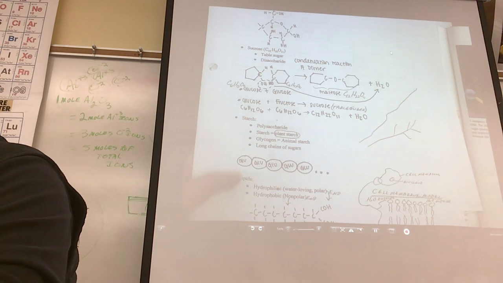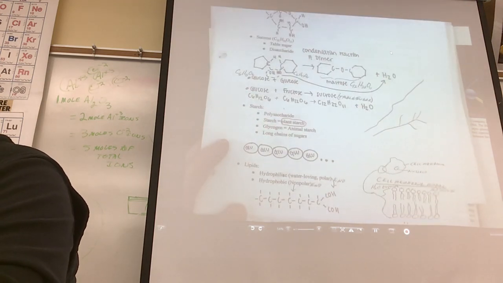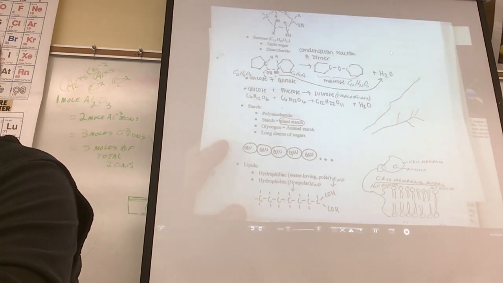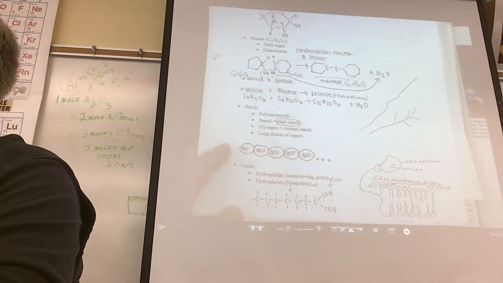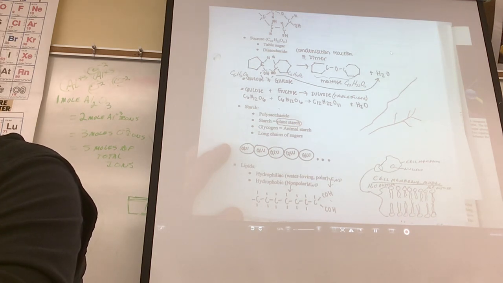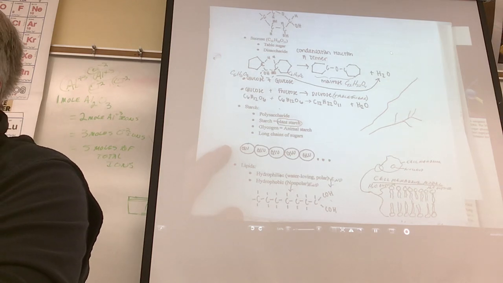One thing about lipids that I forgot to mention here: besides having a really high hydrogen to oxygen ratio, lipids are made of glycerol and fatty acids. I remember the first time I heard this word, I giggled a little bit, but not too loud.